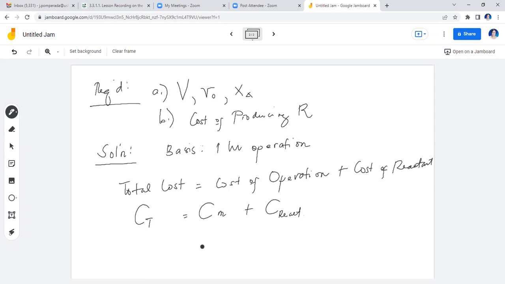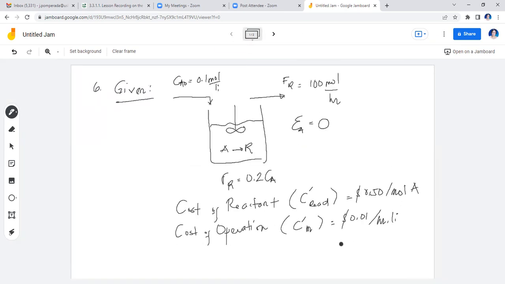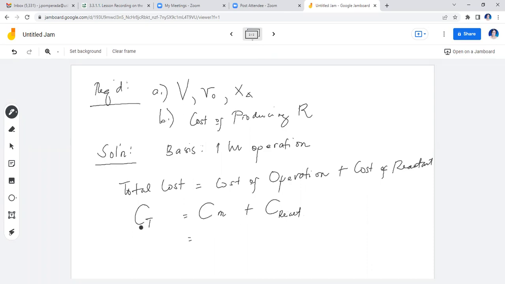Now, based on the cost of operating the reactor, I'd like to go back to the given. Based on the cost of operating the reactor, including labor, maintenance, and all those things, you have 0.01 per hour per liter. And if you notice, the basis that we use is per hour of operation, so our unit for each of the terms in our equation should be per hour. It should be per hour because we have a basis of 1 hour operation.